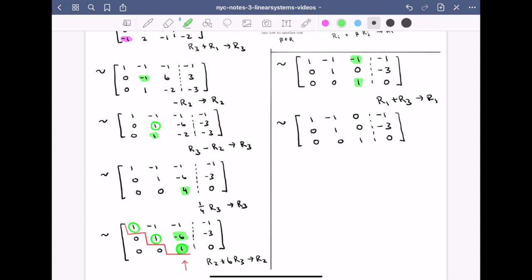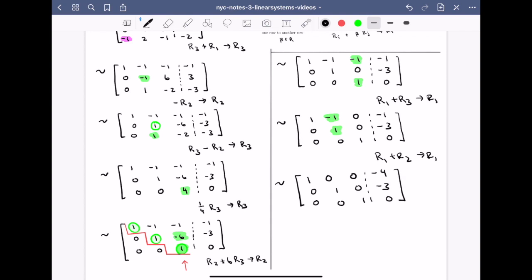The last step that we need to do is we'll use this 1 in the 2,2 position to clear out the 1 above it. The row operation that I need for that is row 1 plus row 2 becomes the new row 1. So finally, I have 1, 0, 0. Now I do -1 plus -3, giving me -4, 0, 1, 0, -3, and 0, 0, 1, 0.